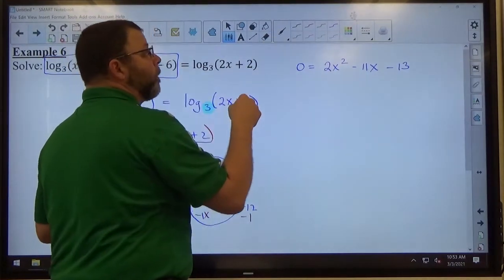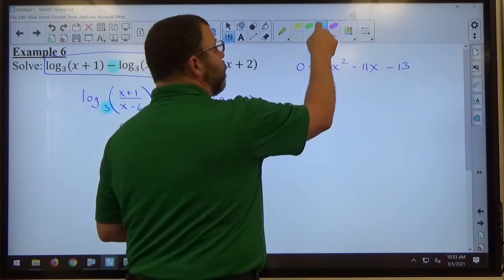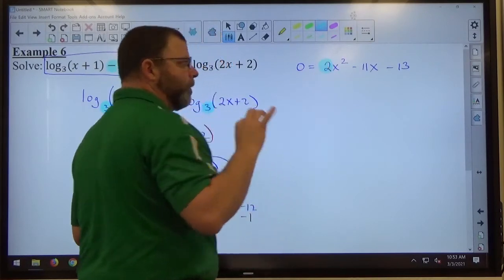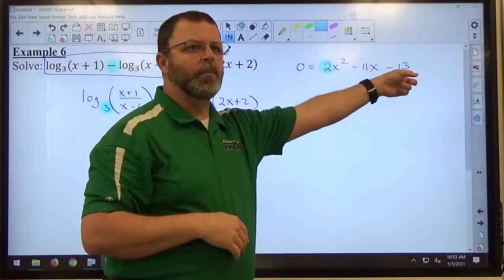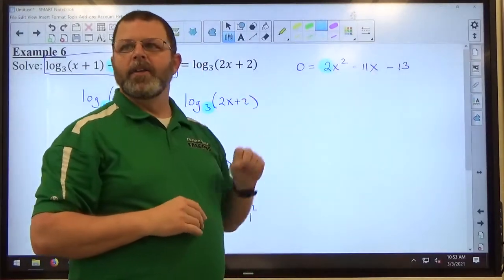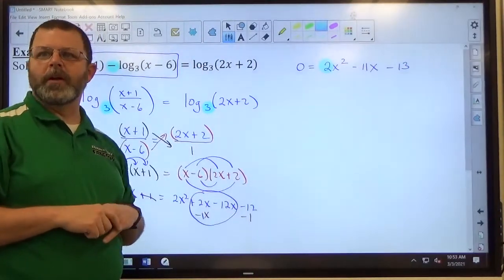This one in particular has a coefficient of 2 in front of the x squared, so the simple type of factoring that we've done in the last couple of problems doesn't happen here. I can't find numbers to multiply to make that. So instead, I'm going to use the quadratic formula on this one.